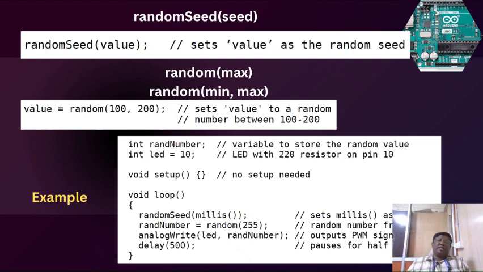So the random number initialization, and then the LED equal to 10, and randomSeed with millis. And random number, whatever the rand is given, 255, so the numbers from 0 to 255, if you are not defining anything, it is taken as 0. analogWrite LED with random number, so that random number initialization, whatever the value, the LED will turn on, and delay for 50 milliseconds.